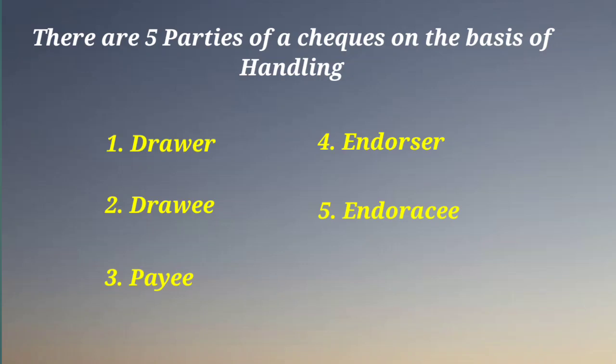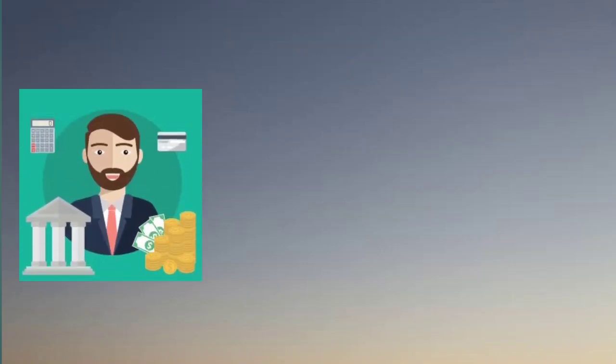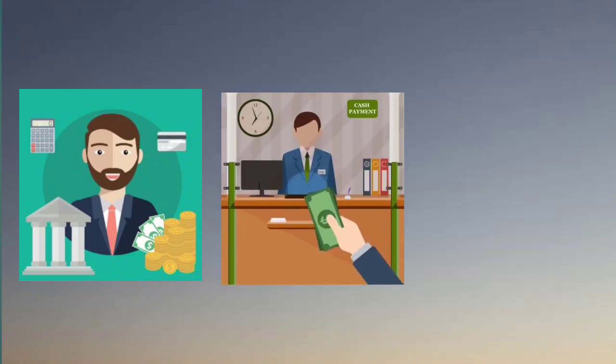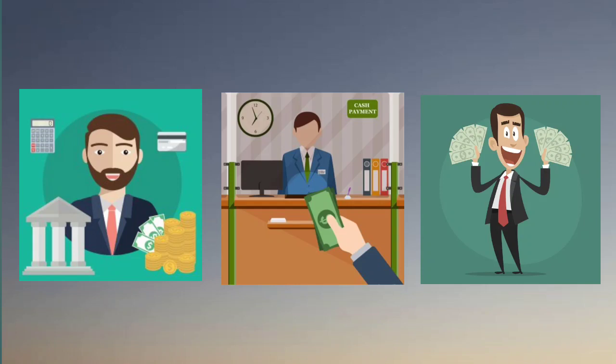First is the drawer. This is a person who signs and issues a check instructing the bank to pay the respective amount of money from his account to the person who can draw the check. In other words, the account holder of a check. Now second is the drawee. This is the particular bank from which the check needs to be drawn. Third is the payee. This is a person who receives the payment from the holder of a check through the bank.